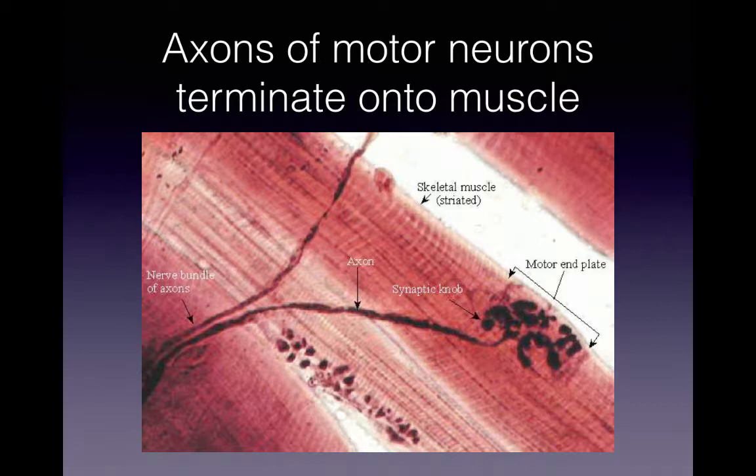Axons of the motor neurons form special types of synapses. We know them as the neuromuscular junction, as well as the motor end plate. The motor end plate contains the synaptic knobs of the axon. These are just the axon terminals, just another name for the motor neurons' axon terminals that will synapse upon the muscle cell.